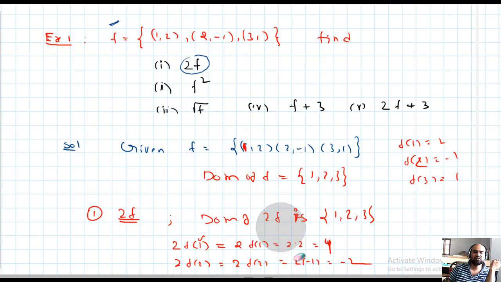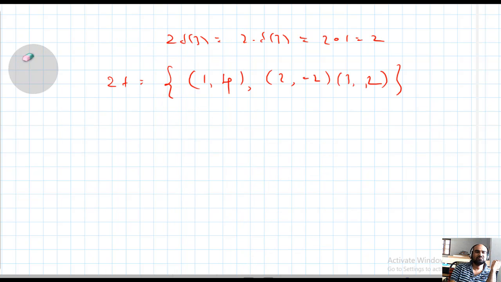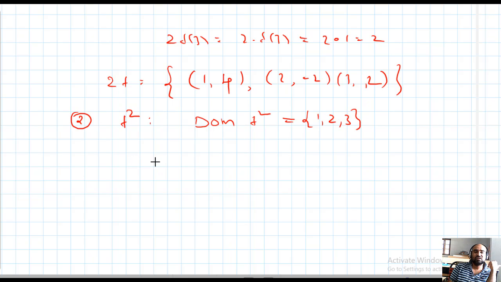Next, f square I want. What is the domain of f square? It is the same as the domain of f, equal to the set 1 comma 2 comma 3. So how do we get f square? F square is 1 comma something, 2 comma something, 3 comma something.